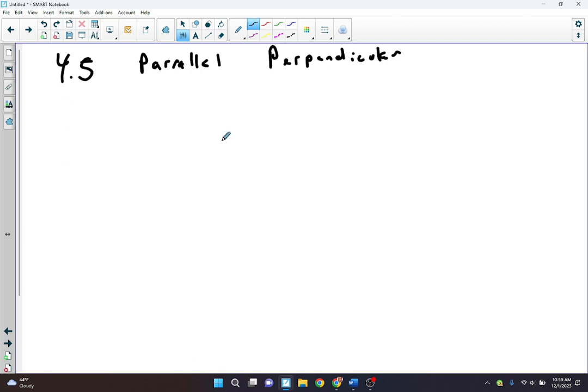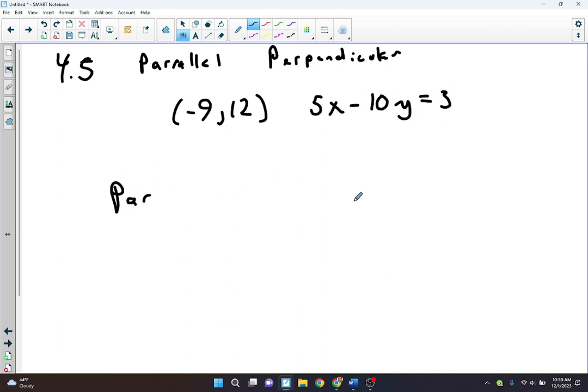So if I gave you some information like, here's a point. I want a line that goes through the point (-9, 12), and the equation is 5x minus 10y equals 3. Please give me the parallel one, and please give me the perpendicular one.